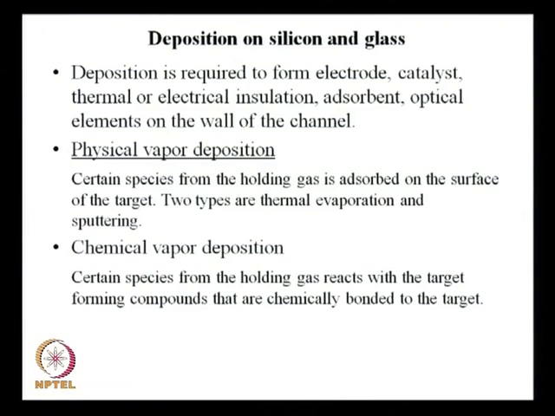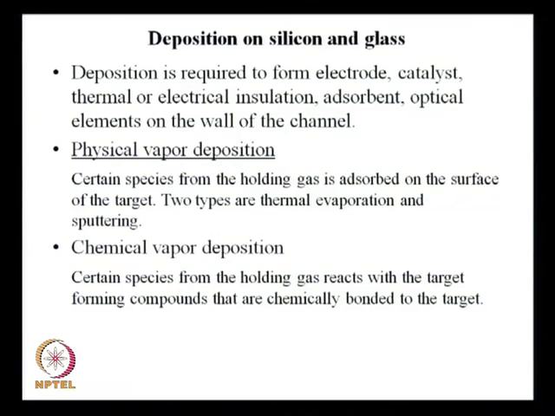What I pointed out is the next thing you need to do to this substrate is make deposits on the channel wall, which will constitute electrode, catalyst, thermal or electrical insulation, absorbent, optical elements on the wall of the channel. So, for various reasons you need to make some deposition on the channel wall, and once that is done, you are supposed to close the channel by putting another lid on top of it and seal the channel. And once you make some interconnects, that means some ports through which you can connect a pump or some other external source, then this microstructure device is all done.